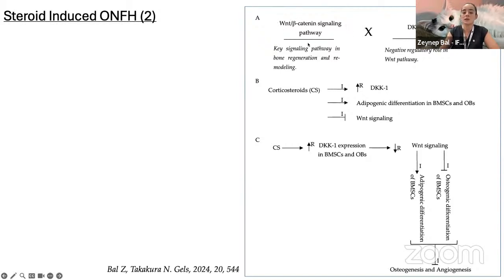So the Wnt beta-catenin signaling pathway is the key regulatory pathway in bone regeneration and bone remodeling. So this is the good guy this time. And this DKK1 is the bad guy because it is the negative regulator. It's an antagonist. So long exposure in high concentrations, application of corticosteroids will induce the upregulation of this DKK1 gene, will end up with adipogenic differentiation of bone marrow stem cells, mesenchymal stem cells and osteoblasts, and will inhibit Wnt signaling. So we will end up with impaired osteogenesis and angiogenesis.